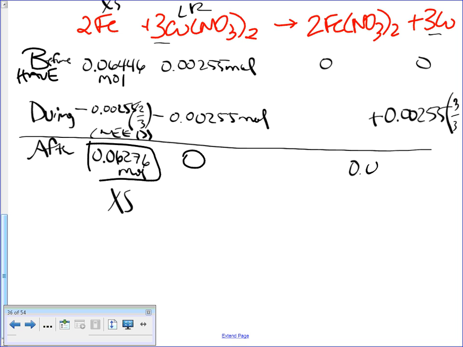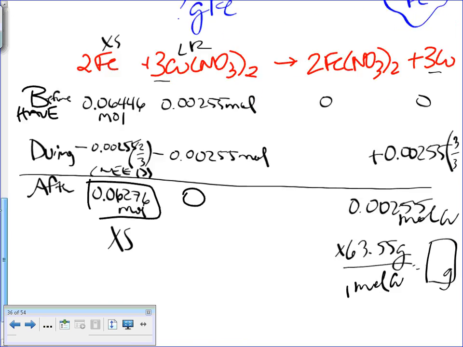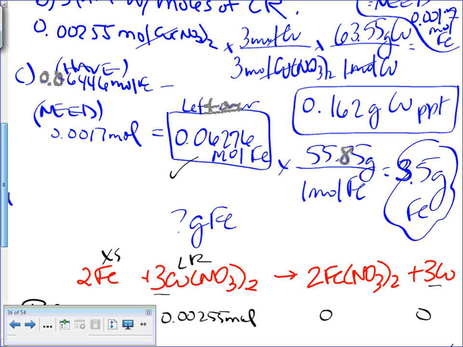So that's why when I decided I'm making this amount of copper. And that's in moles, but the question actually for us, in that question it asked us to go to grams. So what we do here, if I want to go to grams of copper, times it by 63.55 grams per mole, and that would give me grams. That would give me what we got in part B. So that would give me 0.162. See? 0.00255 times 3 over 3 times the molar mass.